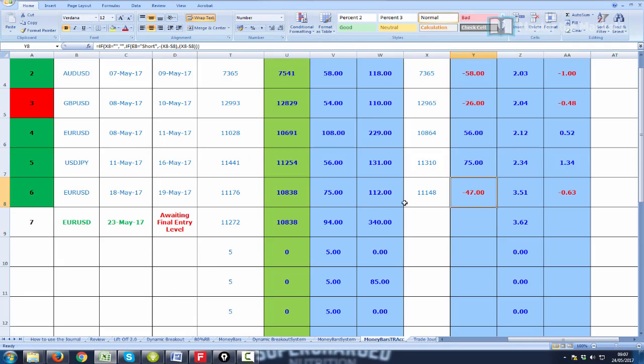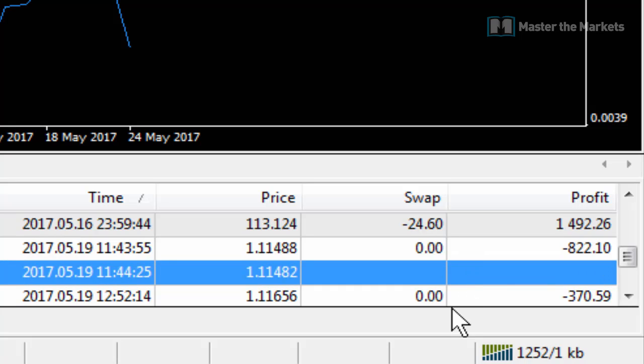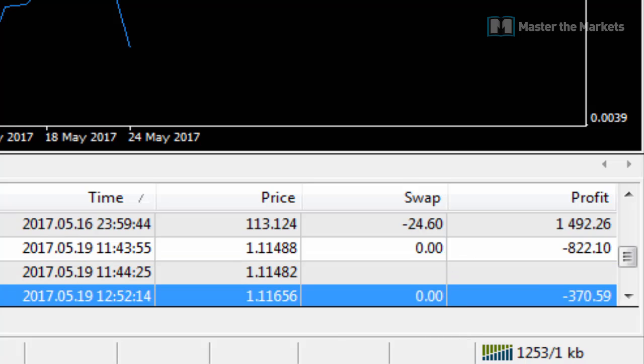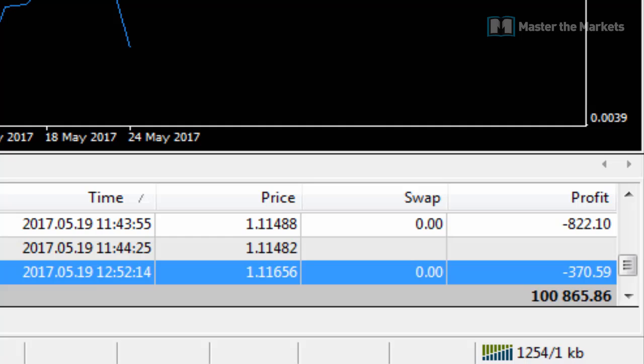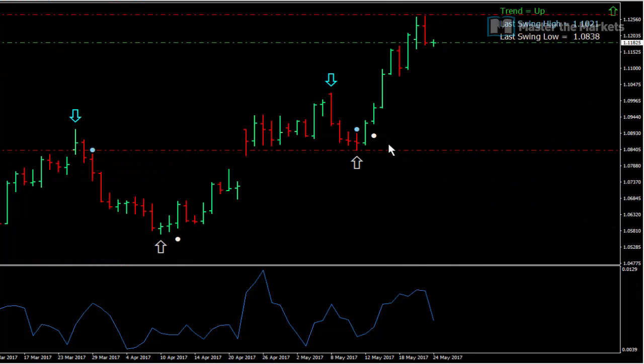Just there you can see I closed the trade out at 1.1148. It took a loss of 47 pips, and that's represented on my account over these two trades just here. So that's the loss that we took just there on the Euro US dollar on this first position.